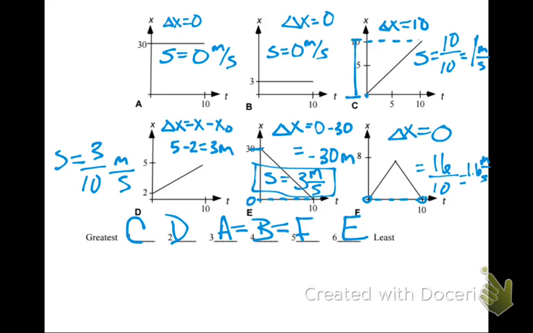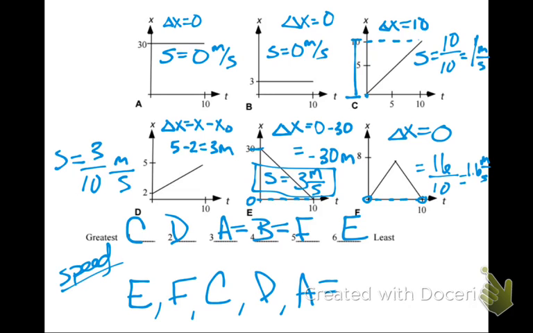So the first one was for the displacement. This one is for our speed side. Our biggest answer then was E, followed by F, C, D, A, B. C, D, A equals B, right? Okay.